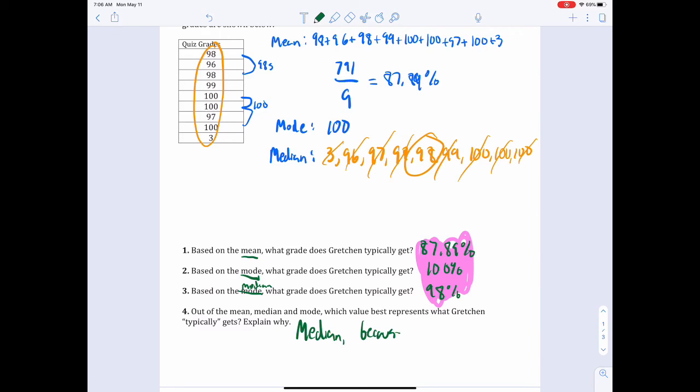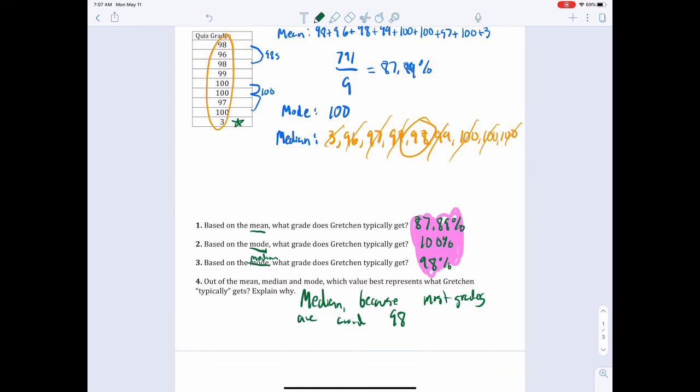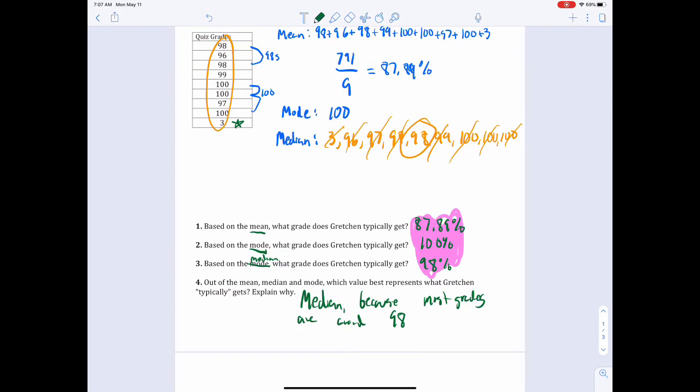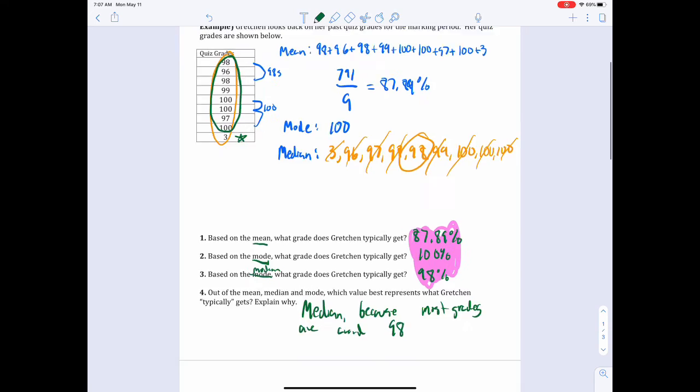Because most numbers are around 98. I mean, 87.8 is the average, and that's great, but she never gets in the 80s. She's either in the 90s or she bombed once, so that 3 kind of threw off the average. That's kind of like an outlier. So we're just going to say the median here because all the numbers are within 1 or 2 points of 98. So that's probably the best representation of what she gets.